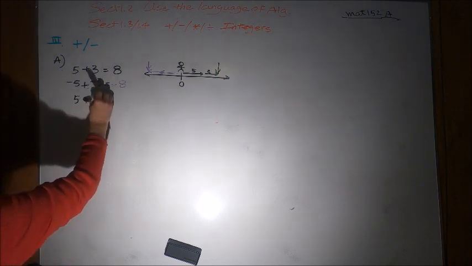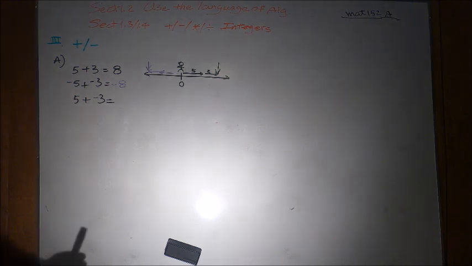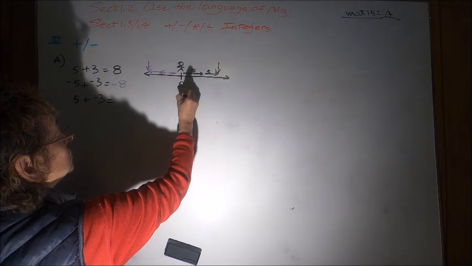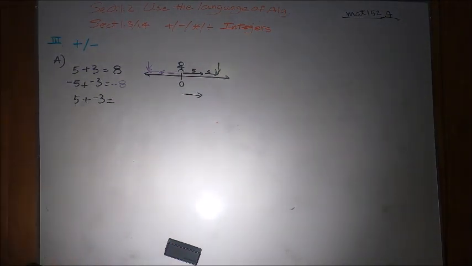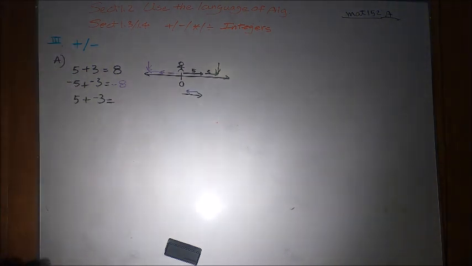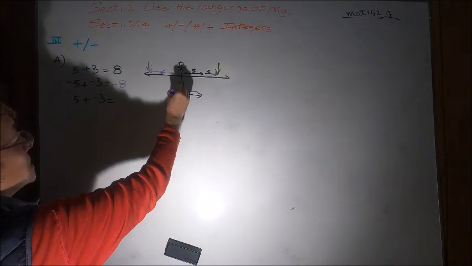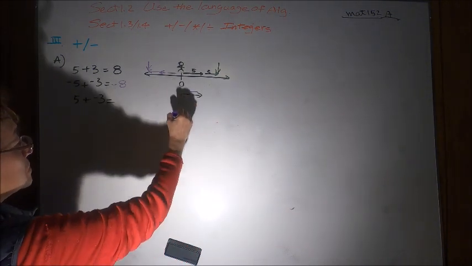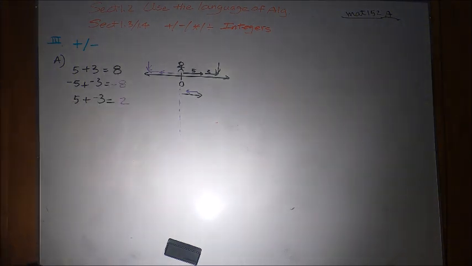5 plus negative 3. What do you think? Positive, you go to the right. So you go right 5 steps. Then minus negative 3, you go where? Left 3 steps. So do you end up on the right or on the left? Still on the right hand side of 0, right? So it will be what? Positive 2.